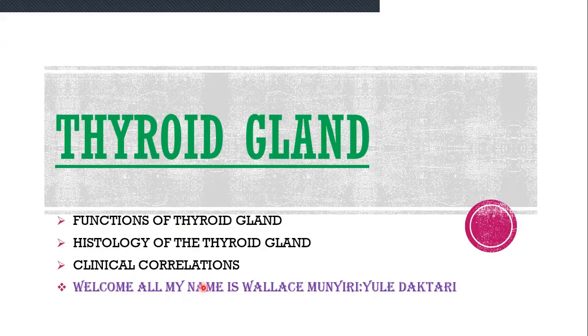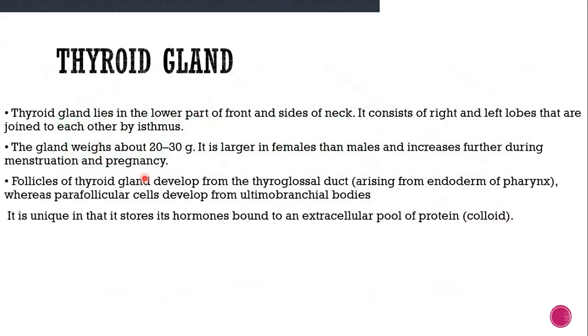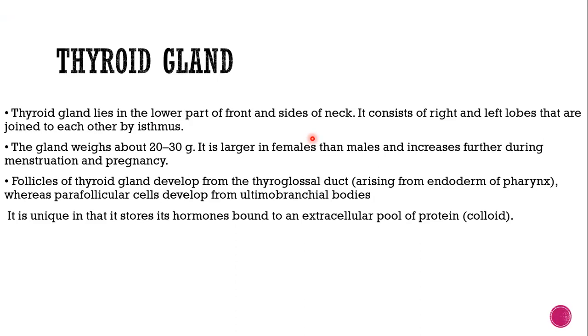So let's start. Thyroid gland. The thyroid gland usually lies in the lower part of the front and the sides of the neck. It usually consists of right and left lobes that are joined by an isthmus. It usually weighs about 20 to 30 grams, being larger in females than in males, and in females, it usually increases during menstruation and pregnancy.